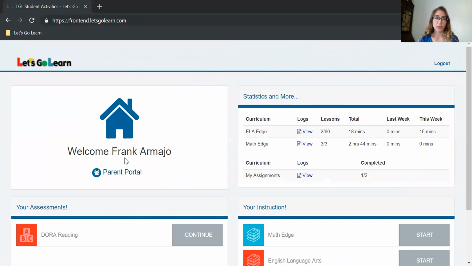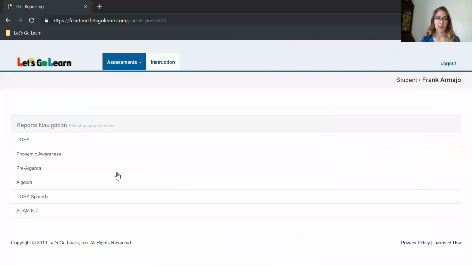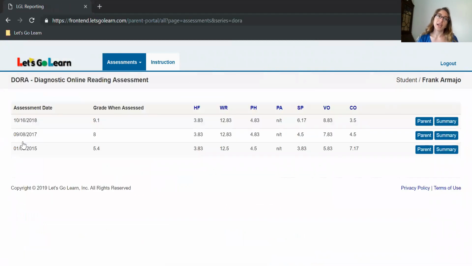You want to make sure that you see their name, make sure you're in the right account, and you'll click on Parent Portal. Today we're focusing on DORA, so you'll click here on DORA. DORA stands for the Diagnostic Online Reading Assessment. Here you will see all of your students' scores from every single time they've ever taken DORA. We're going to focus here on this student's first DORA assessment that they took in 5th grade. So we're going to come here to the parent report.